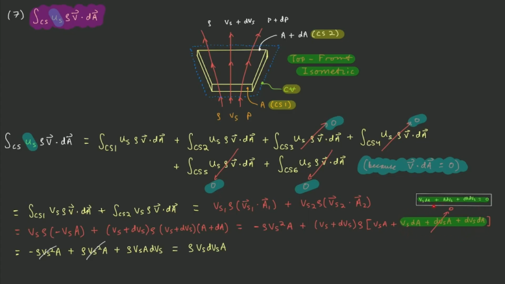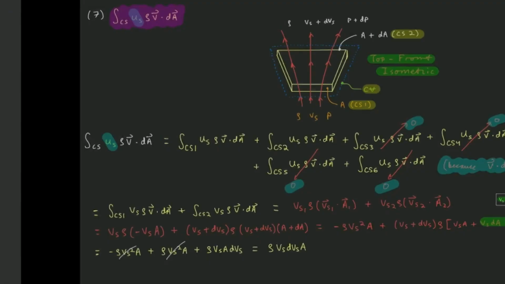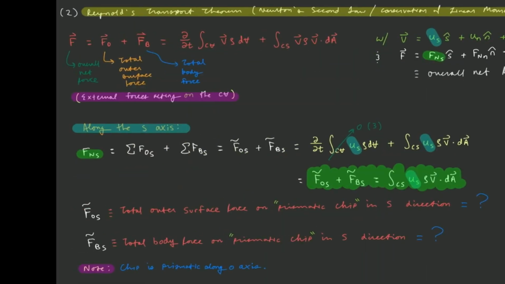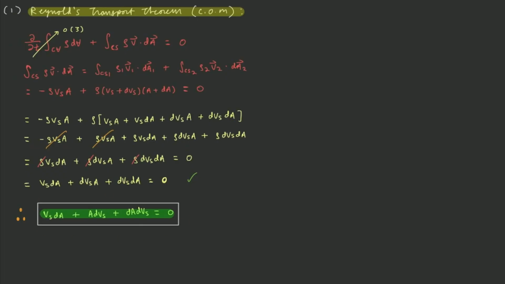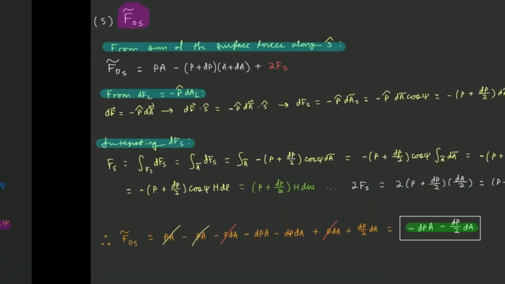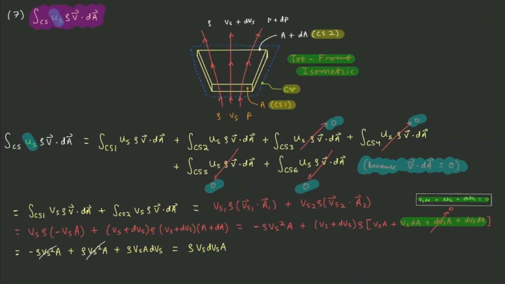This is a real big blocker because we're not quite sure what to do with all these terms. However, going all the way back to conservation of mass, we got this equation, which basically says that within the prismatic chip, mass is conserved. Well, look at that. This is the same exact grouping of terms that conservation of mass gives us, and we know that is equal to 0. So this whole sum goes to 0, which is great, because now we have negative rho Vs squared A plus, essentially distributing this, rho Vs squared A plus rho Vs A dVs, and we don't have to worry about any of this. This all goes away.